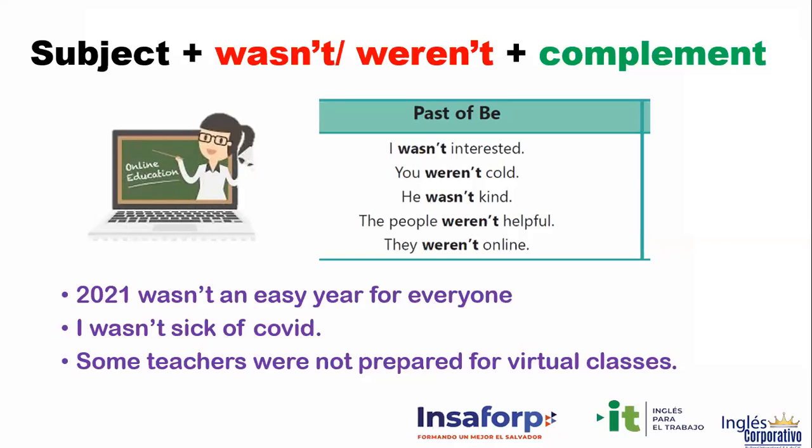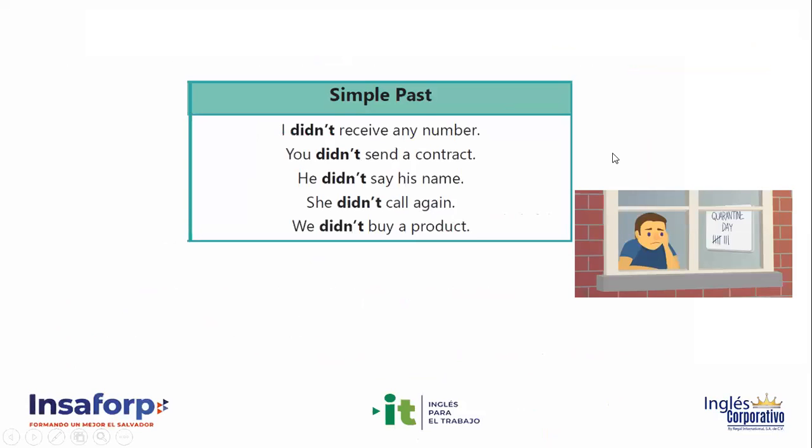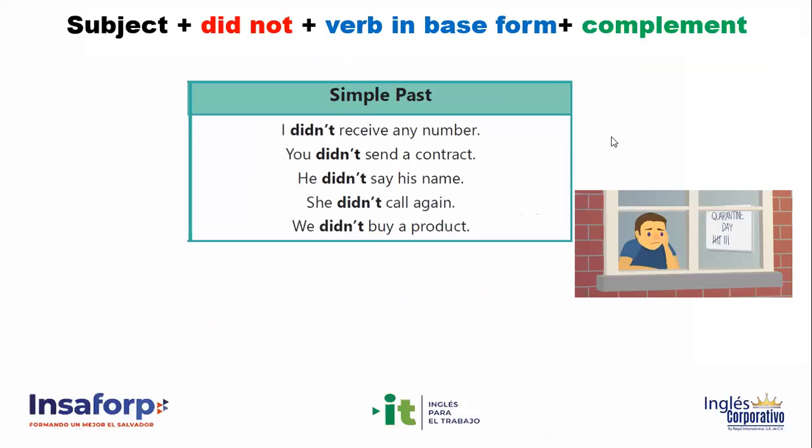Okay, let's forget a little bit about the wasn't and weren't, and now let's go for the simple past negative of other verbs. They weren't slow in the race. Yeah, it's correct. Okay, now simple past of other verbs. What is the structure? Subject plus did not or didn't plus the verb in the base form, plus the complement.